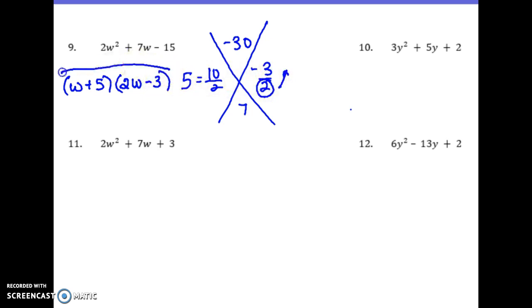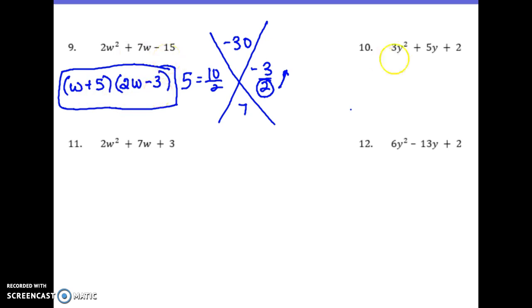So if you notice, if you FOIL it, and this is where the little x method comes in handy, 2w times w is 2w squared. Your outer would be negative 3w, your inner would be plus 10w, so that's a plus 7w, and then your last would be 5 times negative 3, which is negative 15.